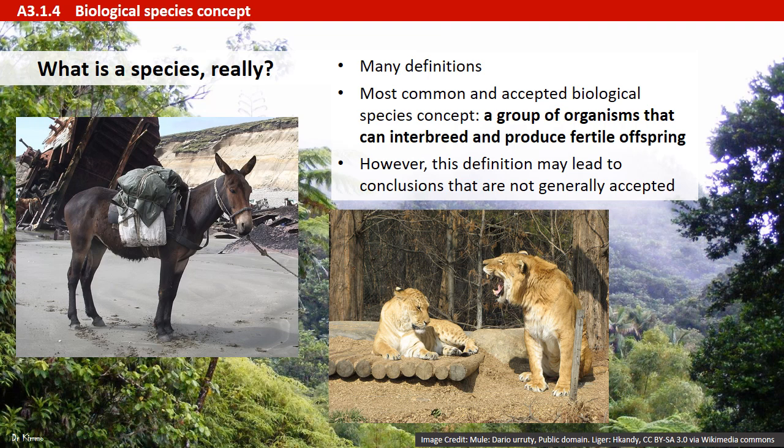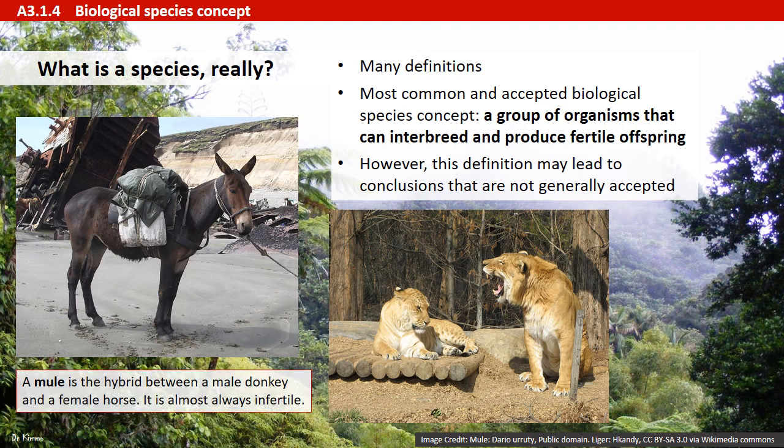Alright, so more than 2 million listed species, but what is a species really? There are many definitions, and the most common and accepted biological species concept says that it's a group of organisms that can interbreed and produce fertile offspring. However, this definition may lead to conclusions that are not generally accepted.